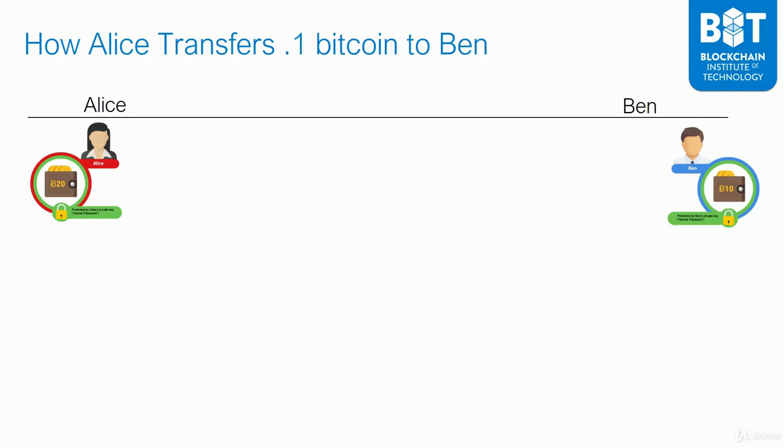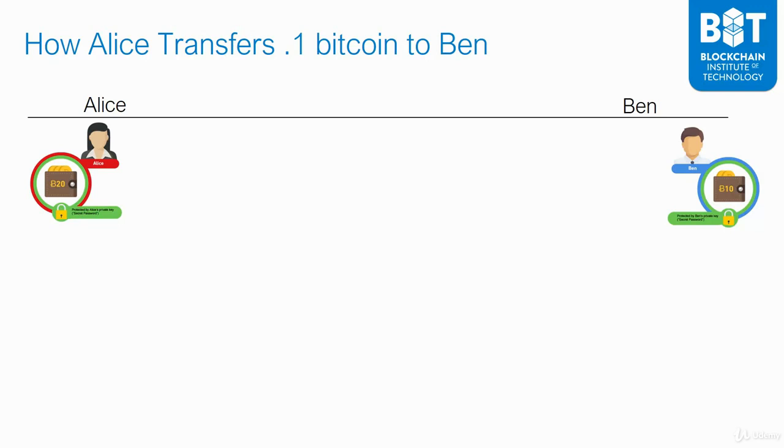As we stated, in order for Alice to be able to send Bitcoins to Ben, she needs to have Bitcoins. And as we said, for the purposes of this example, she has 20 Bitcoins inside her wallet, and Ben has a wallet of his own, and he has 10 Bitcoins in that wallet.